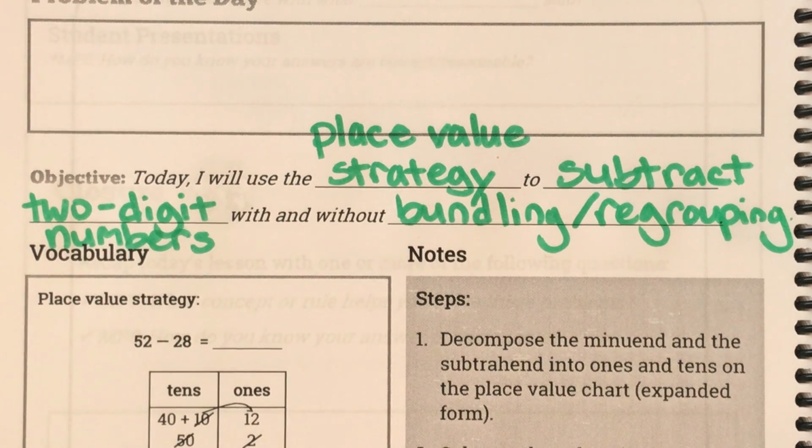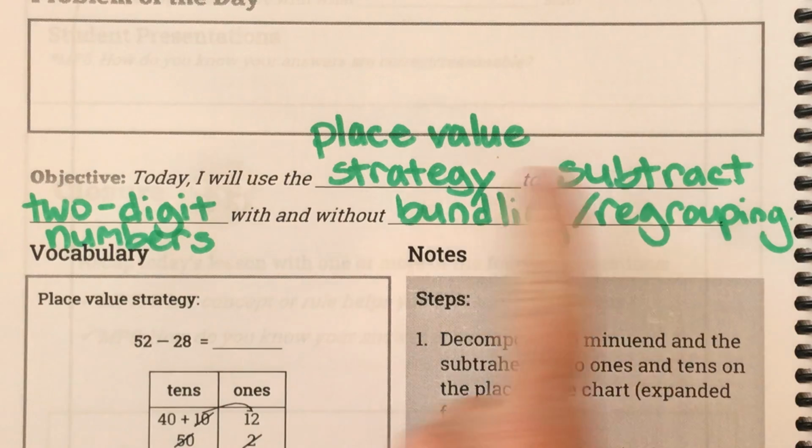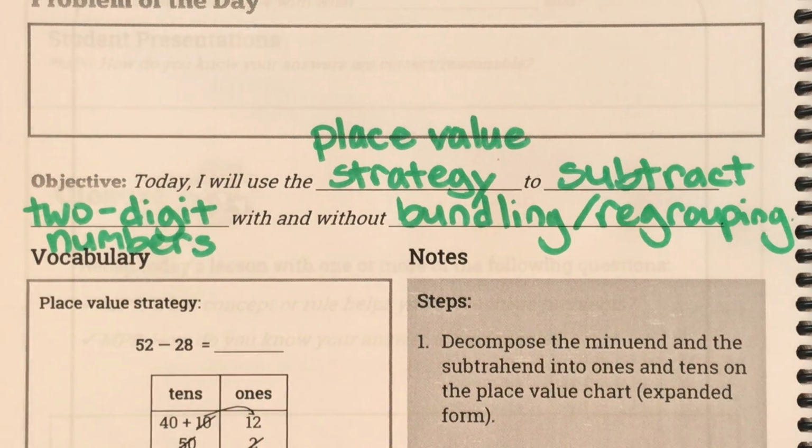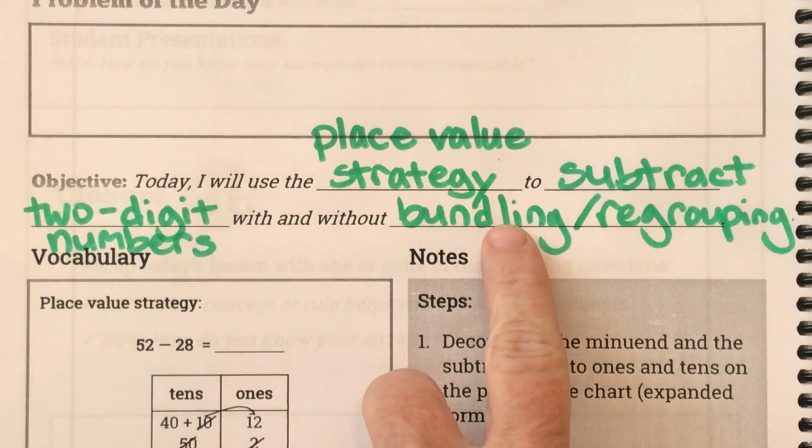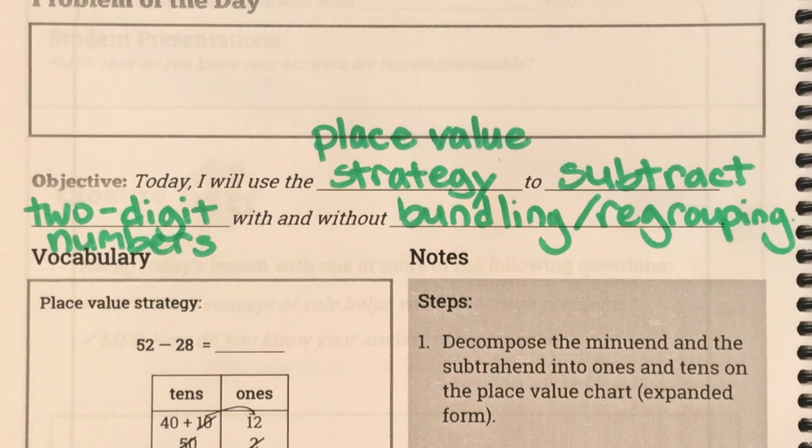So what we did yesterday is we did the draw a picture strategy. So today it says we're using a place value strategy. So our strategy is changing today. We're still going to subtract two-digit numbers. So two-digit numbers are numbers 10 all the way to 99. And sometimes we're going to have to bundle and regroup and sometimes we won't. It's going to depend if we have enough ones to subtract.